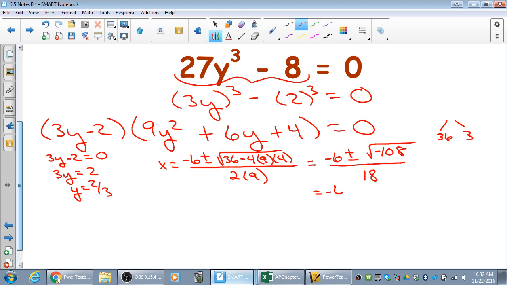Now this becomes negative 6 plus or minus 6i square root of 3 over 18. Square root of 36 is 6. That comes out front. It's imaginary because we're squaring a negative. That's the i. And then 3 is left inside there. And finally, all 3 of these are divisible by 6. So negative 1 plus or minus i square root of 3 over 3.